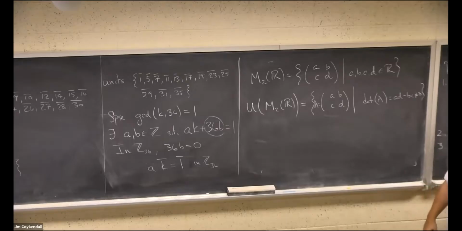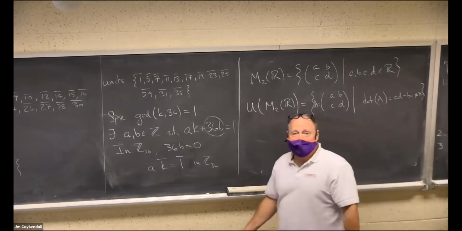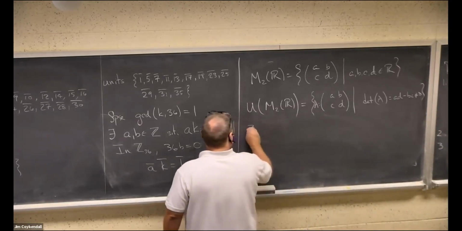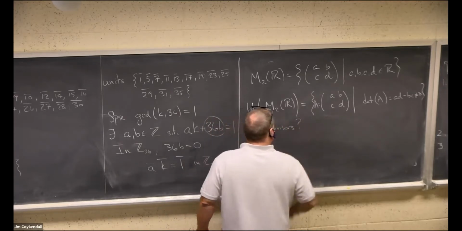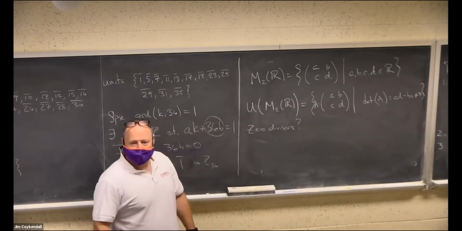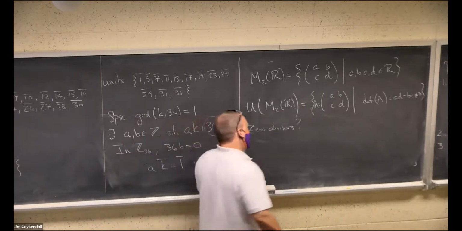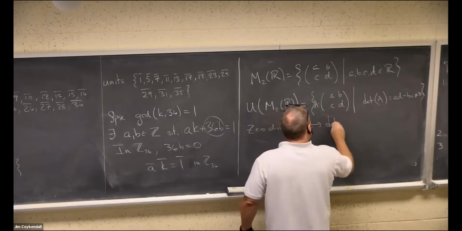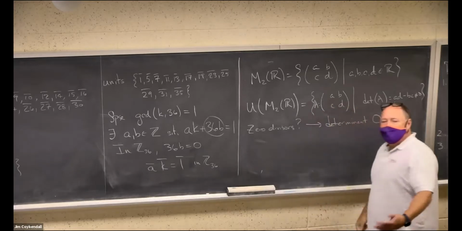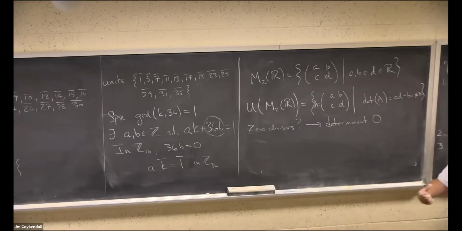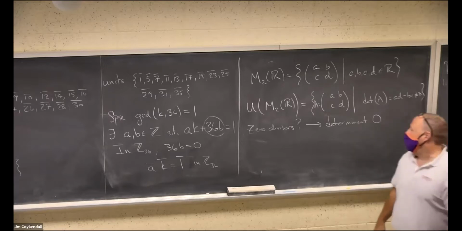The units are just all the matrices that have a non-zero determinant. Because what happens to that? You can multiply it by its inverse and you get the identity matrix, right? Anybody want to guess what the zero divisors are? The ones that have determinant 0. These are what you might have called in linear algebra the singular matrices. You can multiply it with something else and it gives you the 0 matrix.